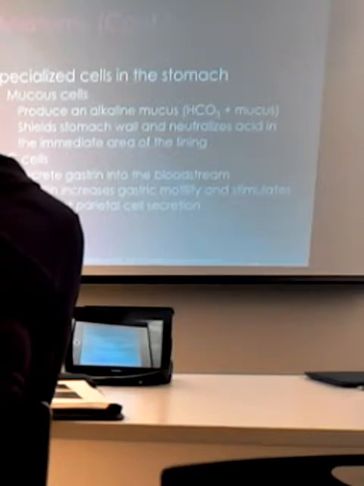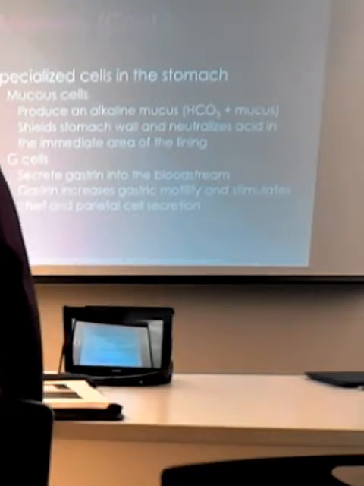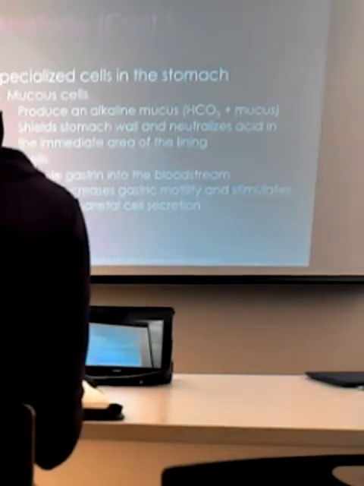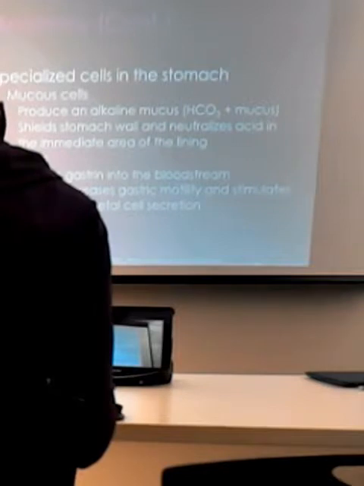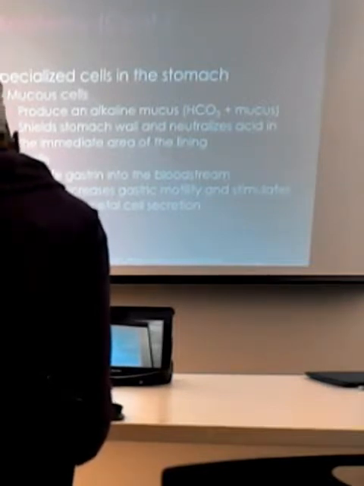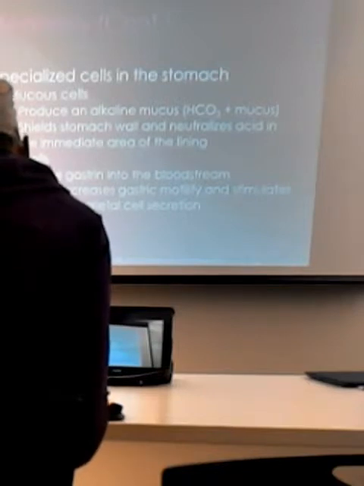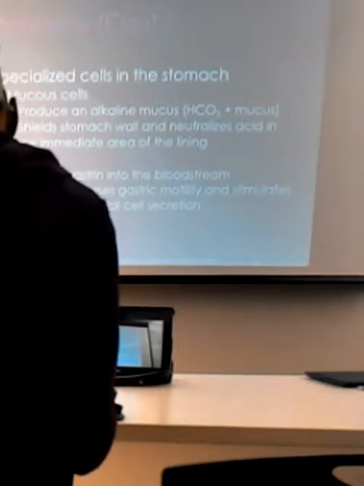Mucus cells. Why do we have mucus cells? They have bicarb, right? And also just some plain old mucus. And what do they do? They shelter the lining of the stomach so that the hydrochloric acid does not corrode it. Does that make sense to you guys?